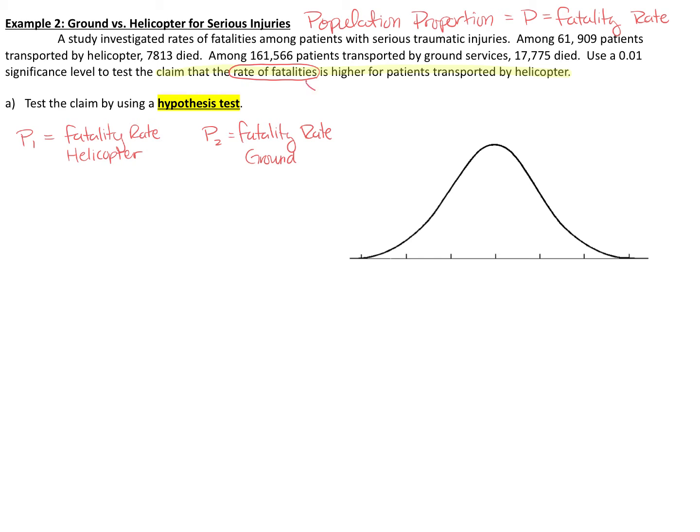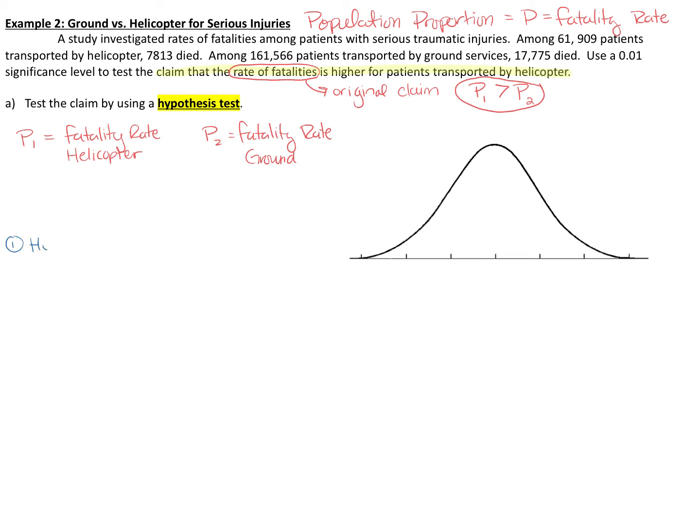All right, so I'm going to make a note to myself here that the original claim that we're testing is that the rate for the group by helicopter, so P sub 1, is higher, meaning greater than the fatality rate for those transported by ground services. So P1 greater than P2. Notice that this does not contain the equal sign. So that means that when we do the hypothesis test, I'll go ahead and write that down.